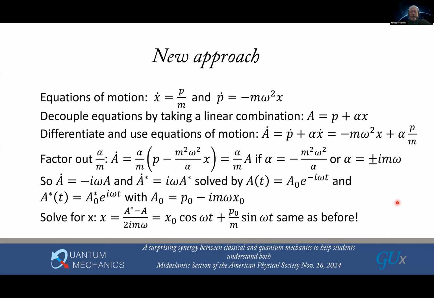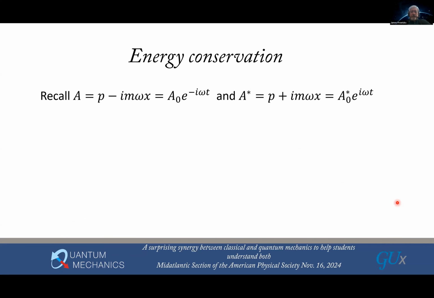Now, the next thing that you can do with this is you can look at energy. And I'm just reminding you what the A and the A star are. To get the energy, we look at the product of the two. A star times A divided by 2m. So 1 over 2m mod A of t squared. You can see that's going to equal P squared over 2m plus 1/2 m omega squared x squared. Because I take the square of the real part and I take the square of the imaginary part, add them together, and then I'm dividing by 2m.